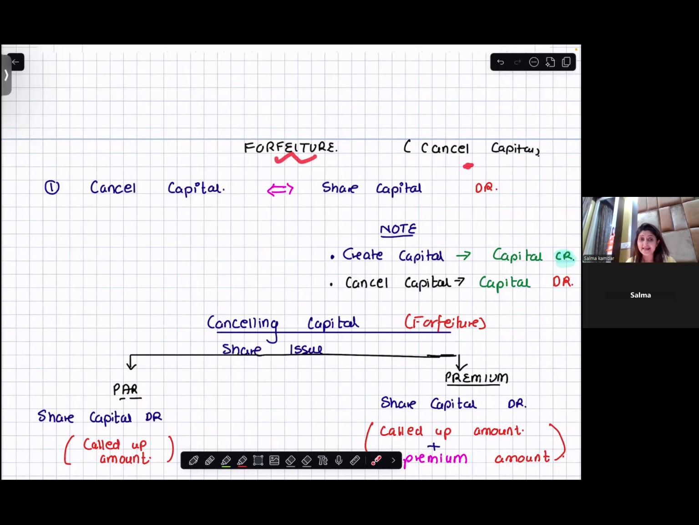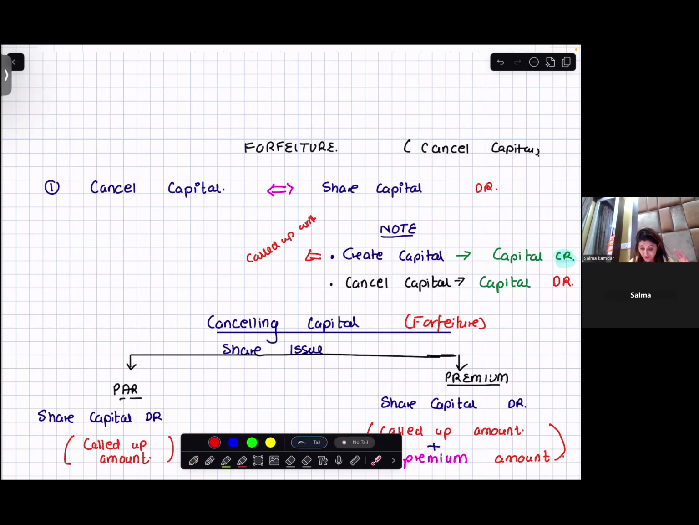Forfeiture means you're cancelling capital. When you create capital, your capital account is credited. When you cancel the capital, your capital account is debited. You will only create capital with the called up amount, and you are going to cancel the capital also with the called up amount. When you're cancelling the capital, that means you're forfeiting the shares.